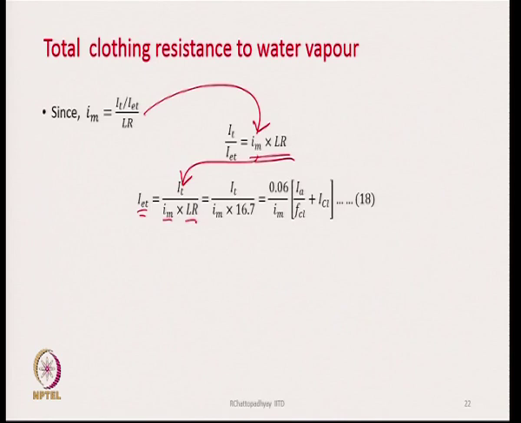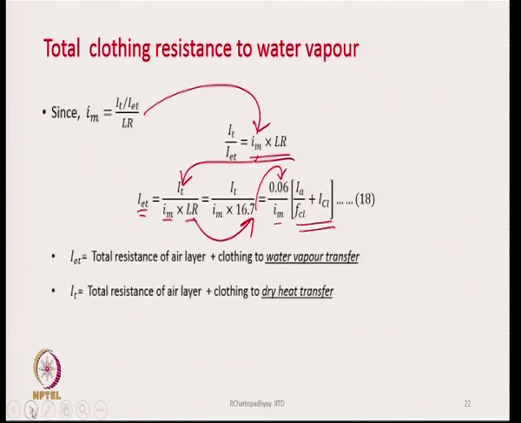Now, what we do? We put the value of L_r here, 16.7. The equation is actually the same equation, written in a different way. Now 1 upon 16.7 becomes 0.06. So, it becomes 0.06 by I_m, and I_t we have already calculated: this whole term, I_a by epsilon plus I_cl, is equal to I_t, the total resistance of the clothing including the air layer. Therefore, I_et has become this much, equation 18.